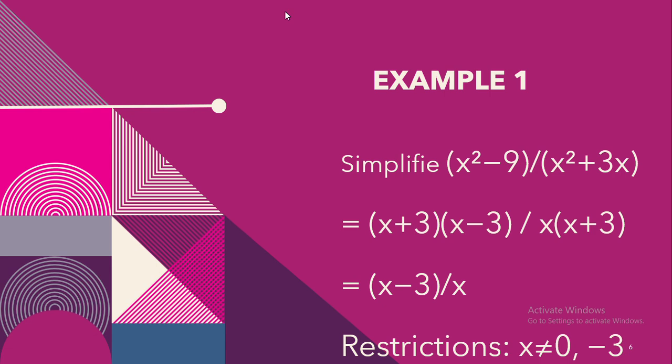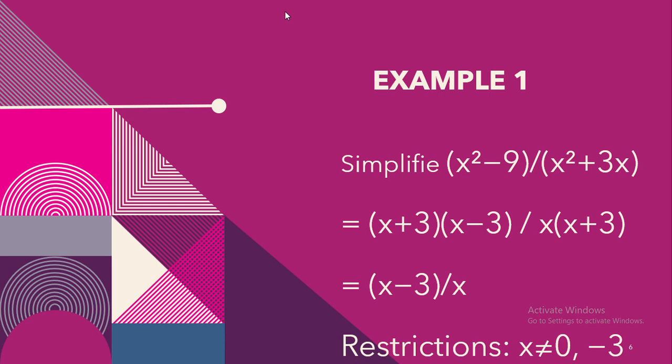Now let's hop on to example 1. Simplifying a rational expression. In this example, we want to simplify the expression x squared minus 9 divided by x squared plus 3x. First, we factor each part. x squared minus 9 becomes x plus 3 times x minus 3, because this is a difference of squares. x squared plus 3x becomes x times x plus 3. Now we cancel the common factor, x plus 3, on top and bottom. So the simplified expression becomes x minus 3 divided by x.